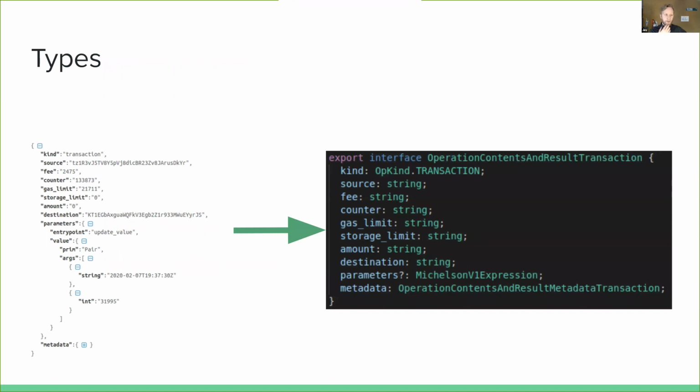Taquito is written in TypeScript, and we just really like type definitions. I mean, they make developers' lives a lot easier, we believe. We provide type coverage for all the different parts of Tezos. So on the left-hand side here, you can see a JSON object for a transaction. This is represented or defined as a type in Taquito on the right-hand side for the operation contents and the result transaction.